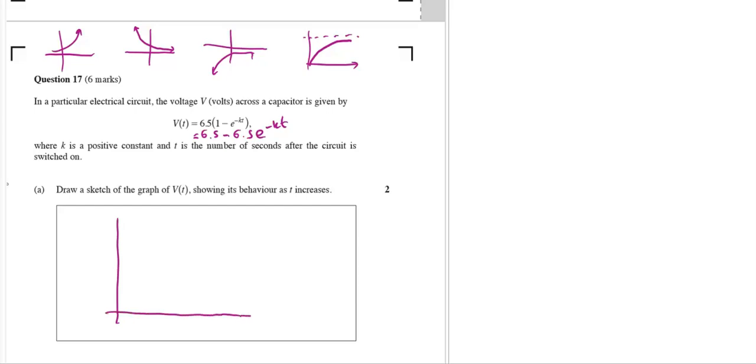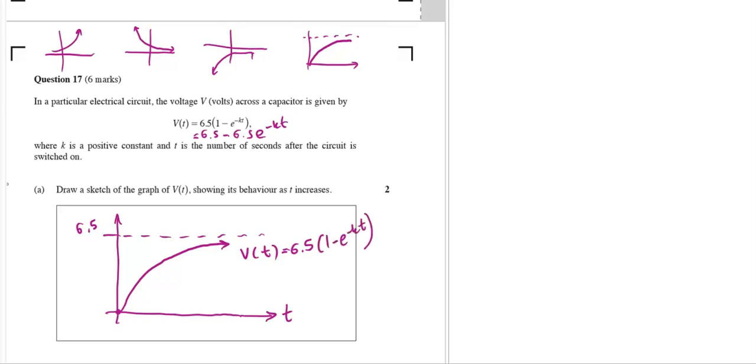This is a lovely question. If you're at all interested in electrical engineering, then this question is really for you. So this is what the voltage through a capacitor looks like. At t equals 0, V is 0, so it goes through 0, 0, and it approaches that value of 6.5 volts as time increases. So let's label that V of t equals 6.5 times (1 minus e to the minus kt). And that's it for part A.